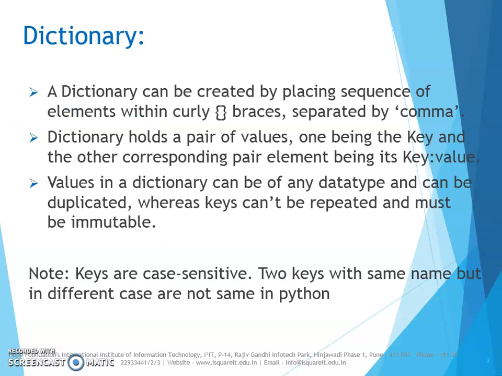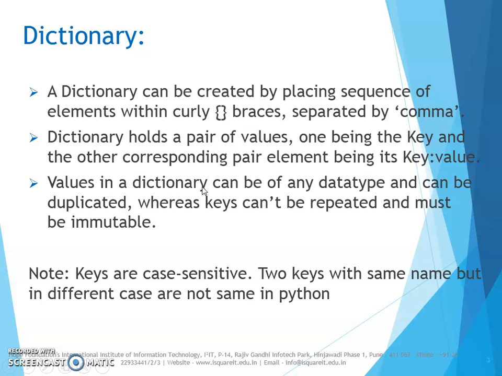A dictionary can be created by placing a sequence of elements. All these elements are written in curly brackets and all the items are separated by commas. A dictionary holds a pair of values, that is, the key and its corresponding value. So the name of the key and the corresponding value form a pair. All these pairs are separated by commas and written in curly brackets.